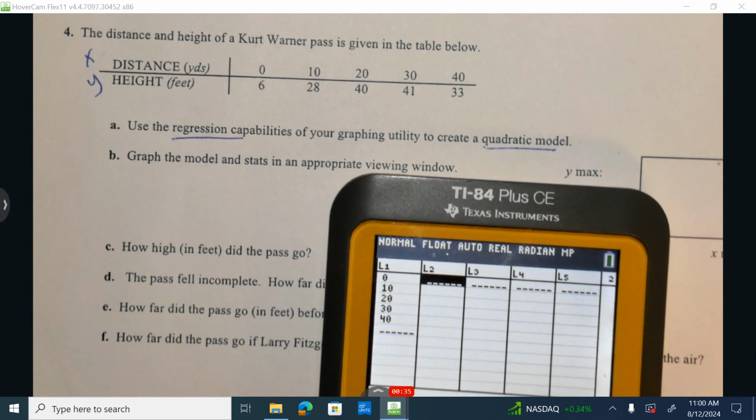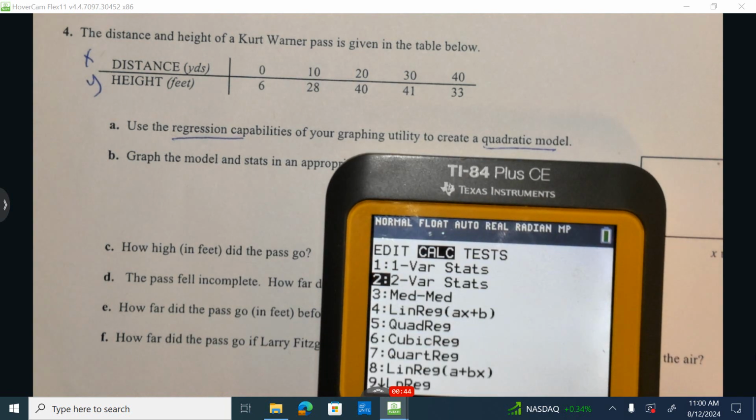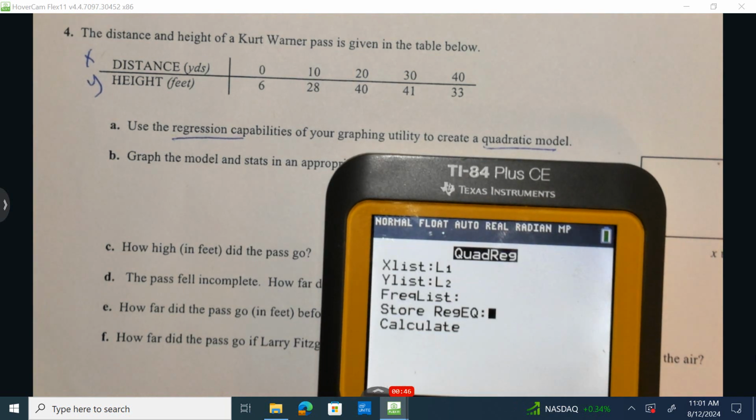And just checking to make sure I've correctly plugged them in. So I've got those in. I'm going to go up to Stats. I'm going to go to Calculate, and it tells me to use the quadratic regression model.